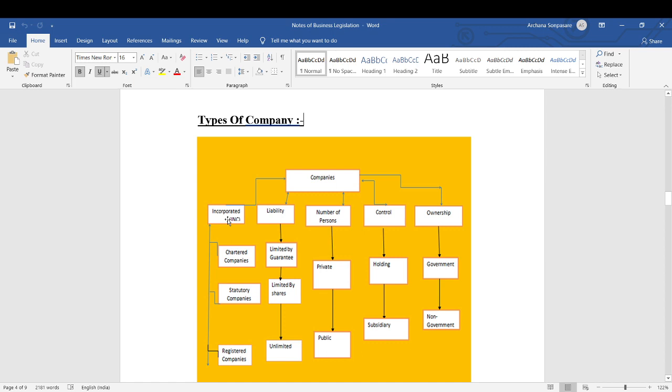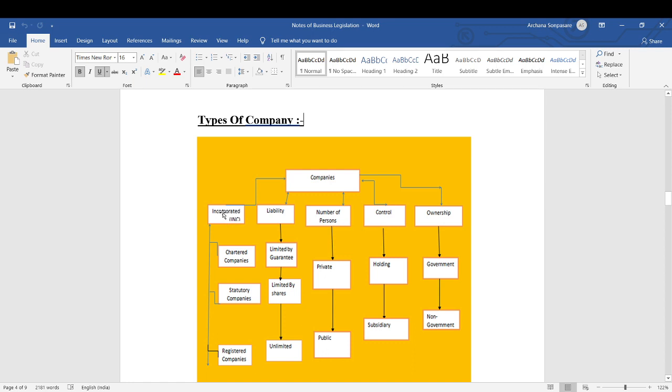The first ground is on the basis of incorporation. The second ground is on the basis of liability. Third, on the basis of number of persons. Fourth, on the basis of control. And last, fifth, on the basis of ownership. Today we are going to see the first basis, that is, on the basis of incorporation.